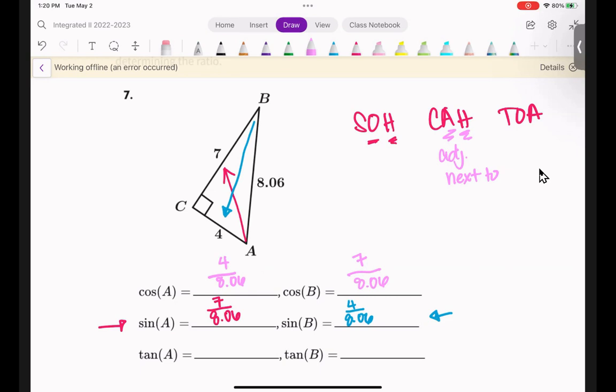Does that make sense? So look at this side here. Look at 4. So cosine is 4 over 8.06, right? A is adjacent to that leg, 4. But that 4 is opposite of B, which means it's the sine. Does that make sense? So as a human, your job is to recognize, is that by coincidence, or is that a fact? That is a fact.